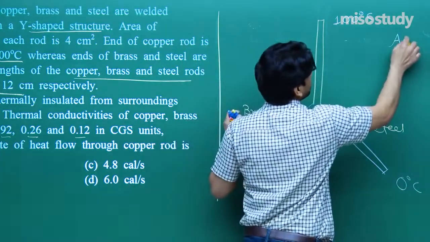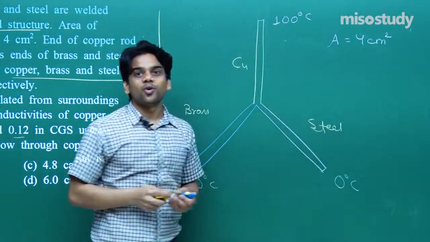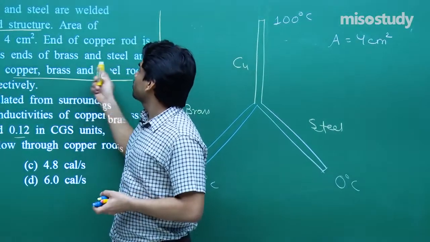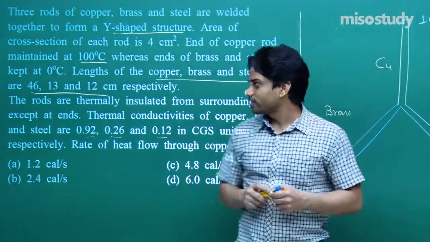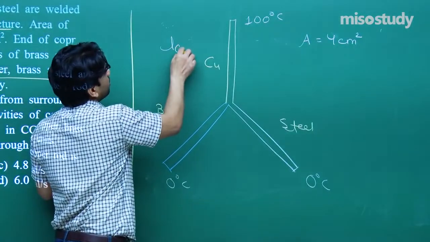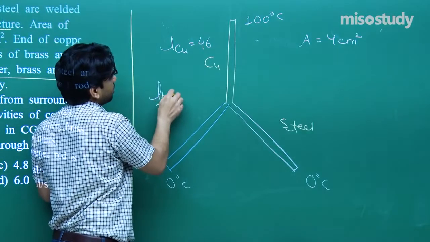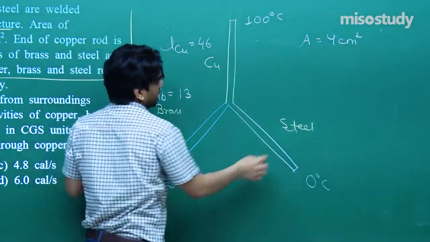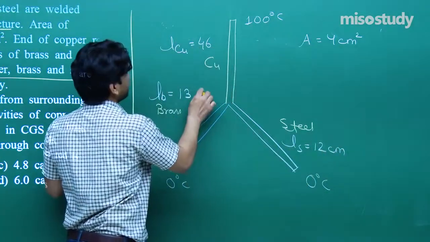Area of each is given as 4 square centimeter. This is what has been given. Whereas ends of brass and steel are kept at 0 degrees Celsius. Length of copper, brass and steel rods are 46, 13 and 12. So I am mentioning this as L of copper 46, L of brass as LB, 13, and L of steel as LS, that is 12, all in centimeters.